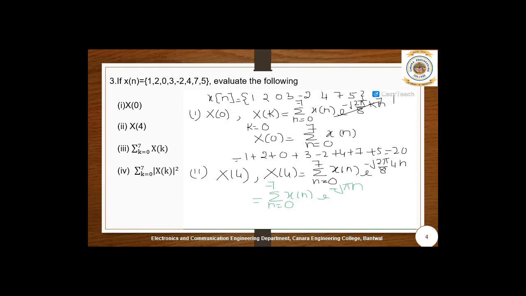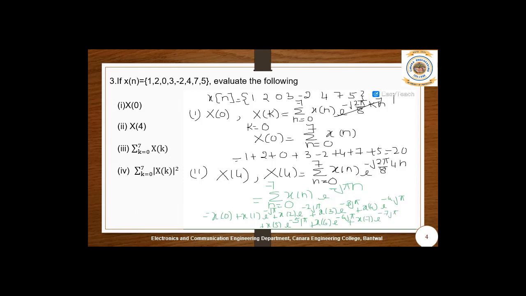So when I simplify this further, I am going to get this as x of 0, x of 1 e to the power minus j pi, x of 2 e to the power minus j 2 pi, x of 3 e to the power minus 3j pi, x of 4 e to the power minus 4j pi, x of 5 e to the power minus 5j pi, x of 6 e to the power minus 6j pi, x of 7 e to the power minus 7j pi.